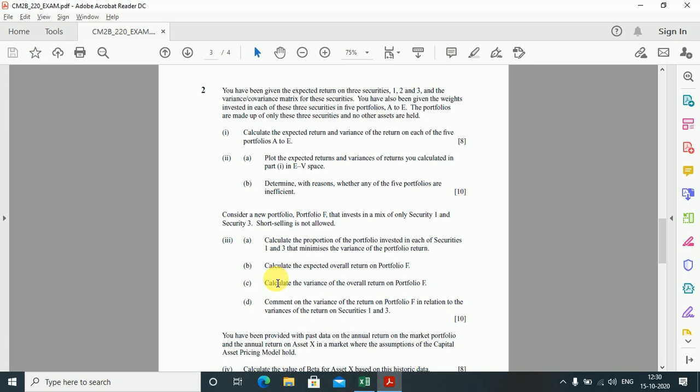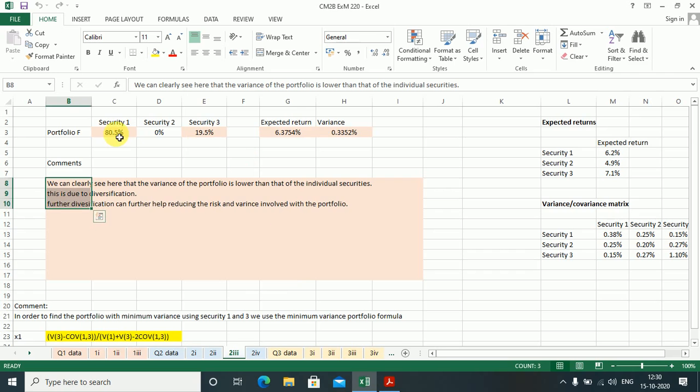Next, consider a new portfolio F. The investment is a mix of only security 1 and security 3. Short selling is not allowed, so there is no short selling. XA has to be greater than 0. Calculate the proportion of the portfolio invested in each of the securities 1 and 3 that minimizes the variance of the portfolio return. So again, you have to calculate.